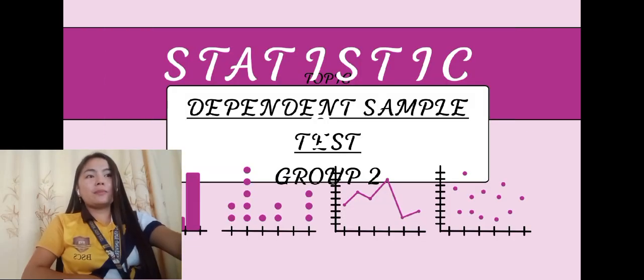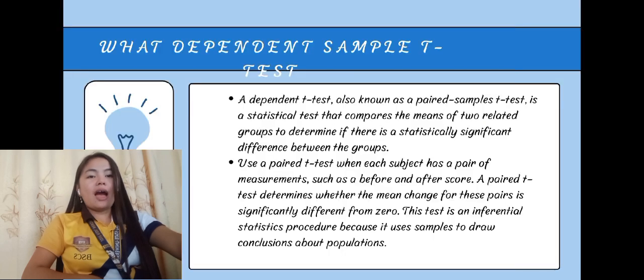So, what is a dependent sample t-test? A dependent sample t-test, also known as a paired t-test, is a statistical test that compares the mean of two related groups to determine if there's a statistically significant difference between the groups. So how do we use a paired t-test? When each subject has a pair of measurements, such as a before and after score, a paired t-test determines whether the mean change of their pairs is significantly different from zero.